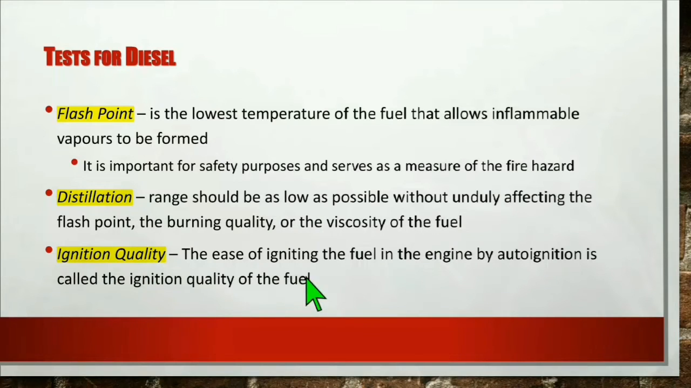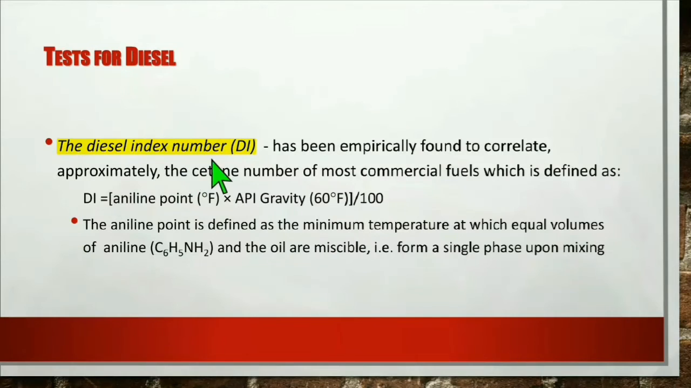The ease of igniting the fuel in the engine by auto ignition is called the ignition quality of the fuel. The diesel index number, DI, has been empirically found to correlate approximately with the cetane number of most commercial fuels. It is defined as DI equals aniline point times API gravity divided by 1000. The aniline point is defined as the minimum temperature at which equal volumes of aniline, C6H5NH2, and the oil are miscible, that means form a single phase upon mixing.